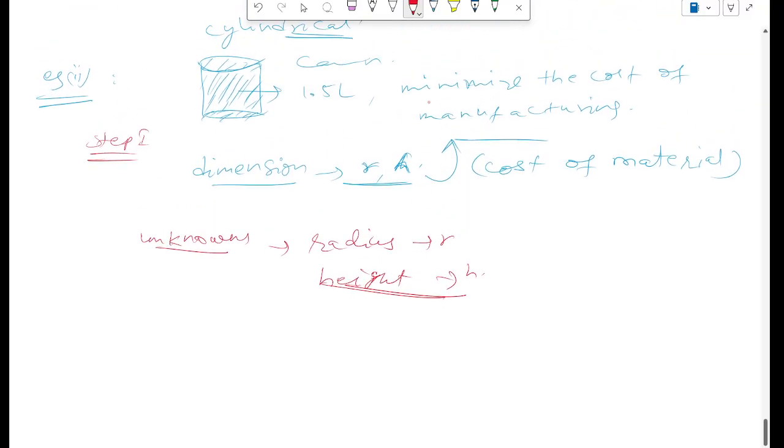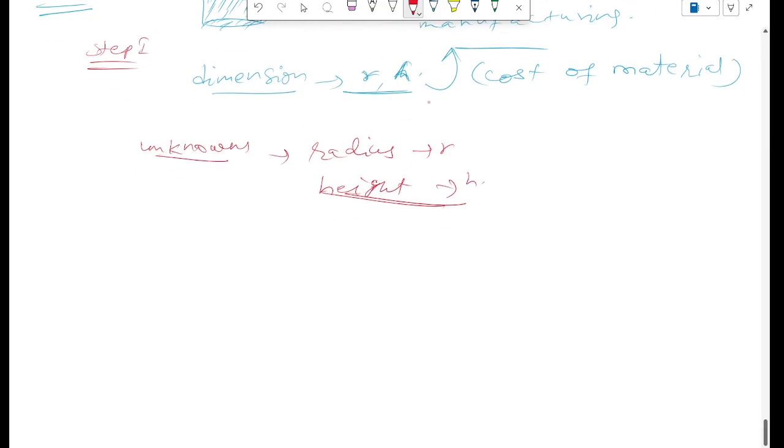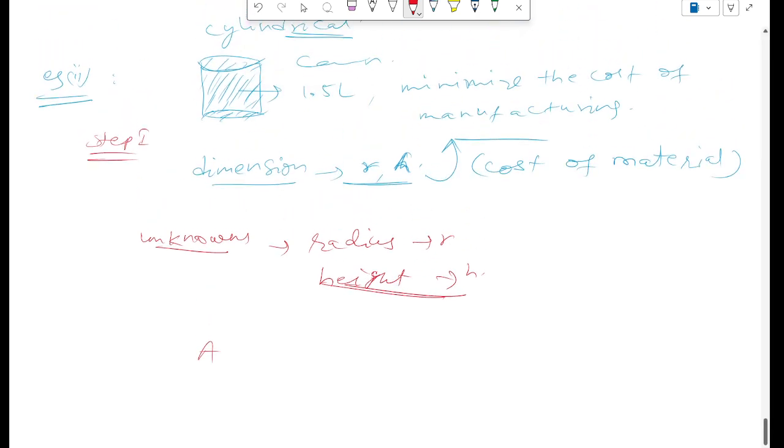First, we have to minimize the cost. So we have to calculate the function that we are going to optimize. The function is the overall surface area. The amount of material we are going to need is the surface area of the can from all directions, the top and bottom, and the curved surface area.